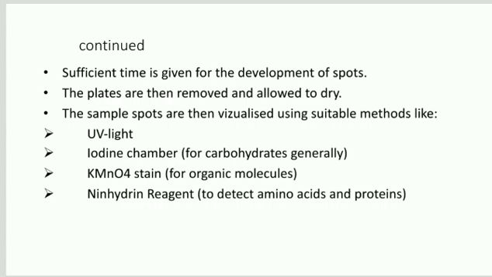Sufficient time is given for the development of spots. The plates are then removed and allowed to dry. The sample spots are visualized using suitable methods like UV light, iodine chamber, KMnO4 stain, ninhydrin reagent.